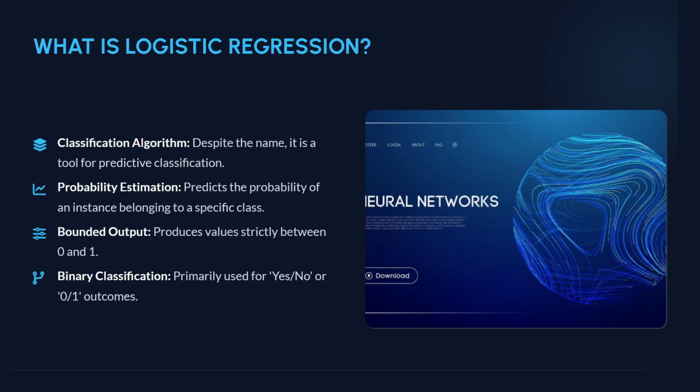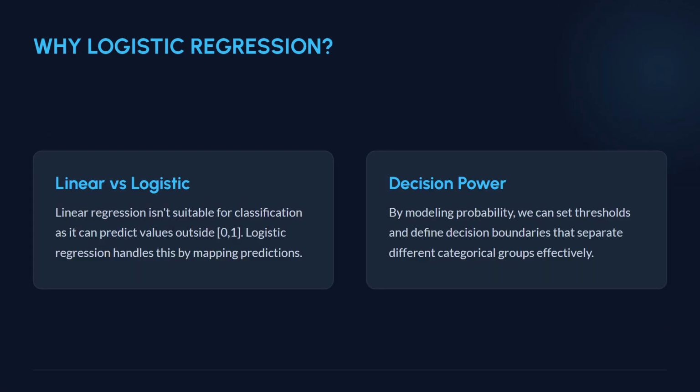On the basis of that value, we will tell whether it belongs to class 0 or class 1 if it is a binary class problem. Binary classification is primarily used for yes/no or 0/1 outcomes, or cases like diabetes and non-diabetes. So, linear versus logistic: linear regression isn't suitable for classification as it predicts values outside of 0 and 1, and logistic regression handles this by mapping predictions between 0 and 1.